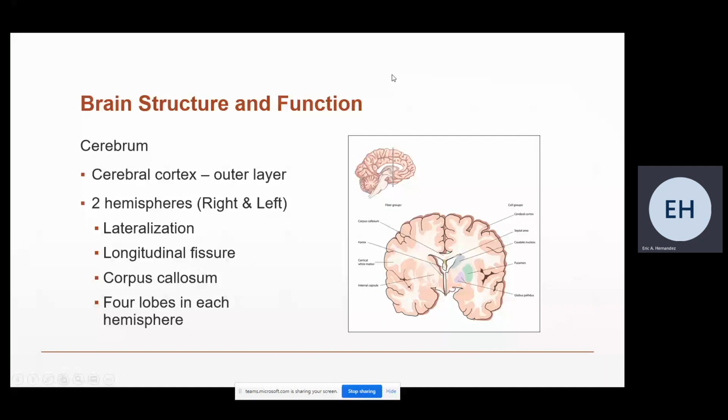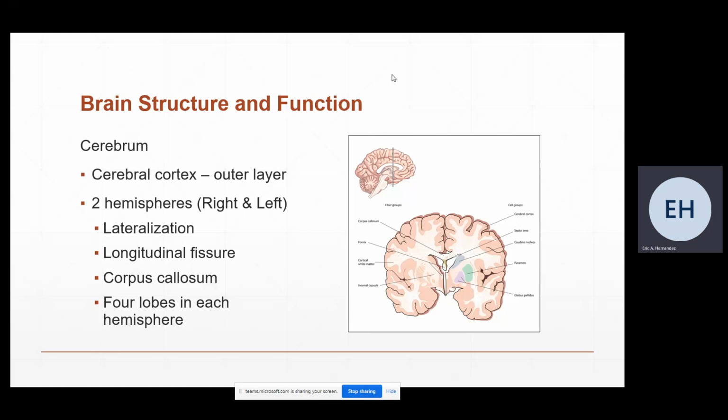All right, let's wrap everything up with brain structure and function. So, starting out with the cerebral cortex. The cerebral cortex is kind of what you would think of when you picture the brain. It's that white, gray outer layer of our brain.